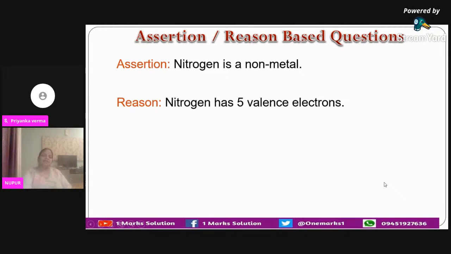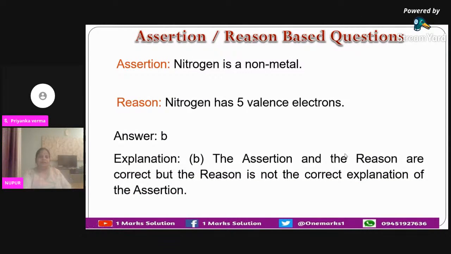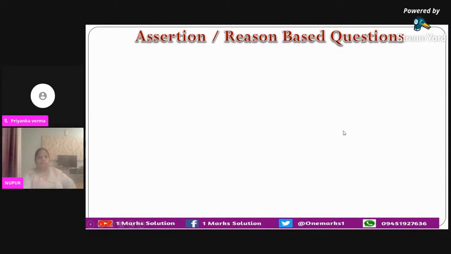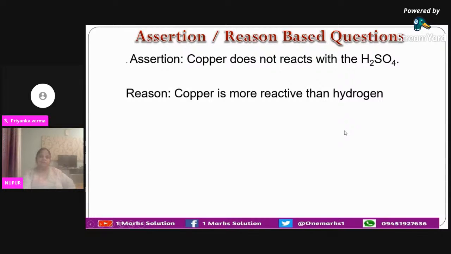next assertion. The statement says nitrogen is a non-metal. Reason: nitrogen has got 5 valence electrons. Now, can it be the reason? Here, the assertion and the reason both are correct. But the reason does not explain the assertion. Nitrogen is a non-metal not because it has got 5 valence electrons. So, we move to the next one.